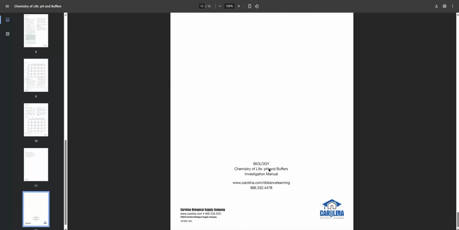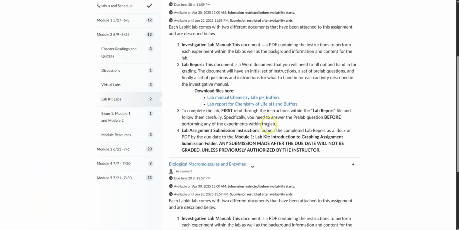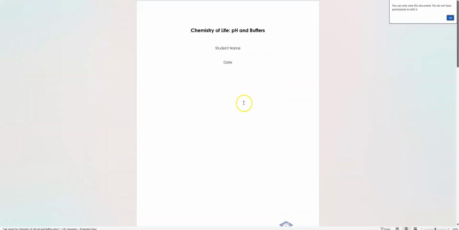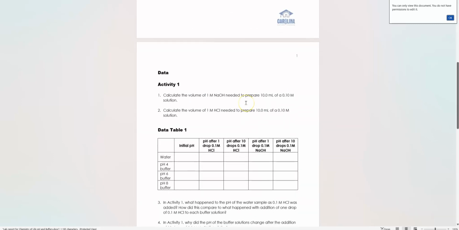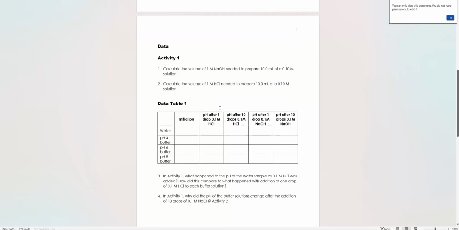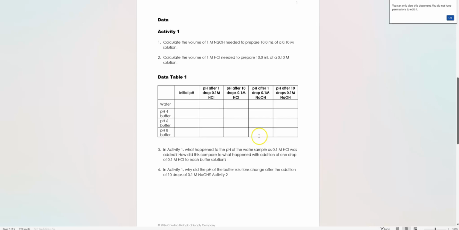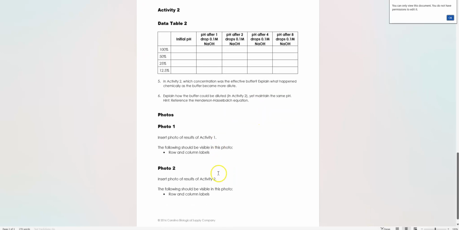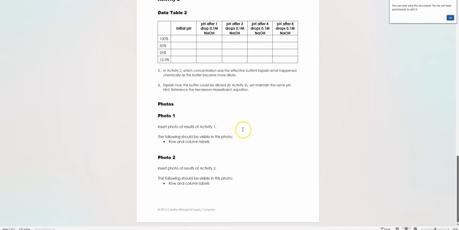And then, after you complete all that, you are filling out the information in your lab report. You're going to write down the volume that you calculated, like I showed you. Then you have your data table. You're talking about what happened. And then for activity 2, your data table, and then your photos. So pretty cut and dried.